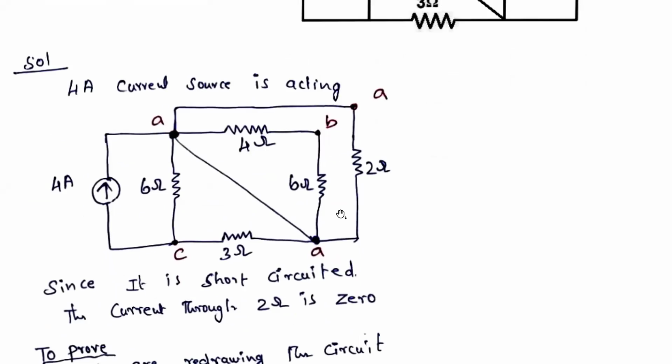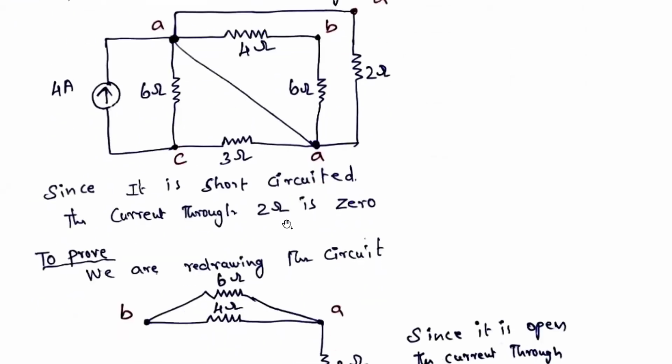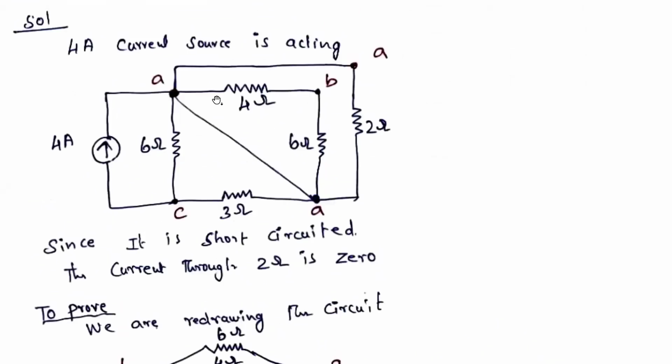But I am solving this to prove how the current flowing in 2 ohms is 0. What I am doing is I am redrawing this circuit like this. So I am marking this point as A. If this is A, this is also A, and this particular point I am taking as B. Okay, so this wire is connected here. This point is also A, this point is C.